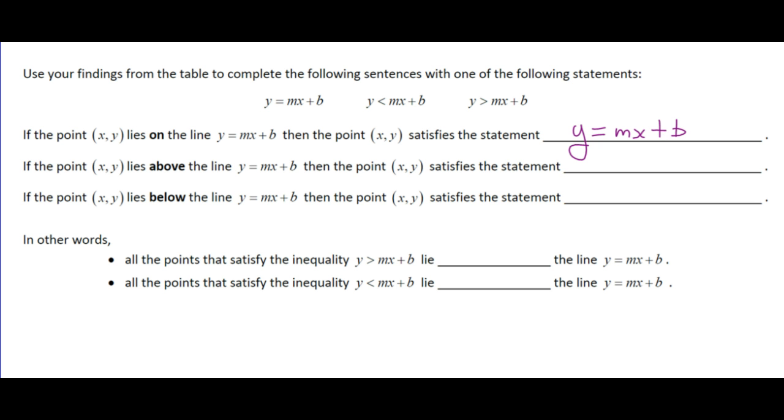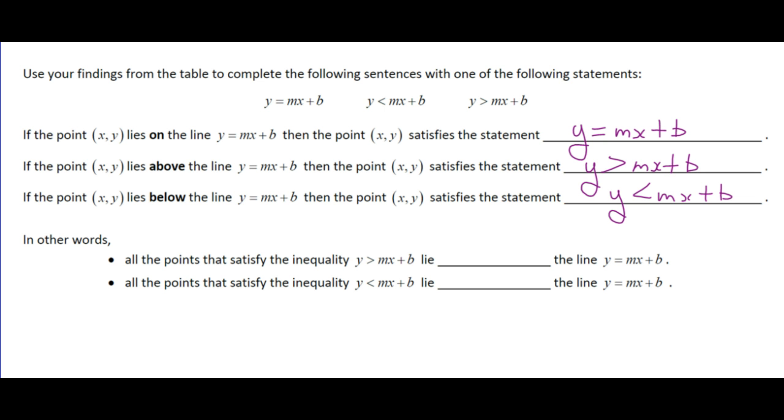If the point lies above, then the statement is satisfied, so the y value must be greater than, right? It's above. And by process of elimination, the only other thing that could go, plus it makes sense, is y is less than. Now, that's the easy way to do it, right?